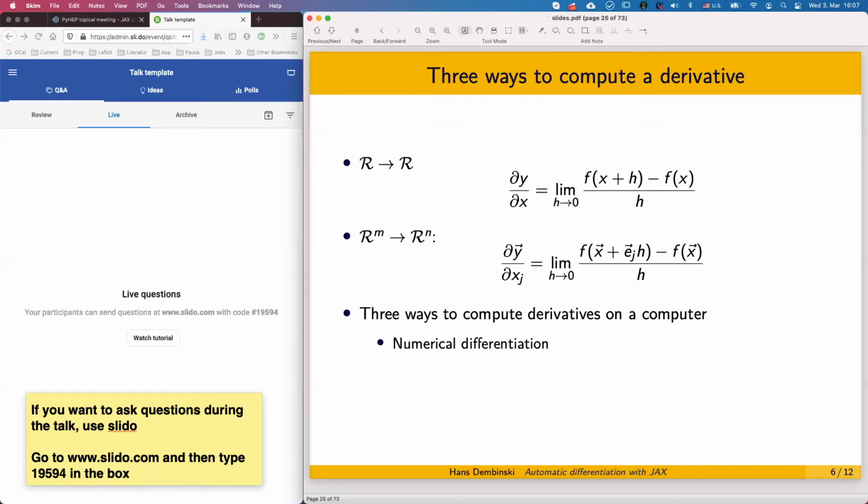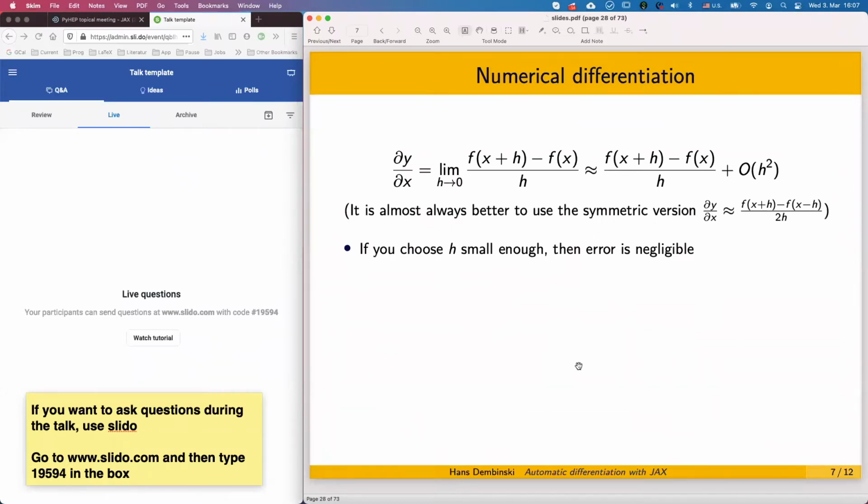So, three ways of doing this on a computer: first is numerical differentiation, then we have symbolic differentiation, and finally automatic differentiation. And this is kind of the best of the three, if you want. In some sense, but we will go into that.